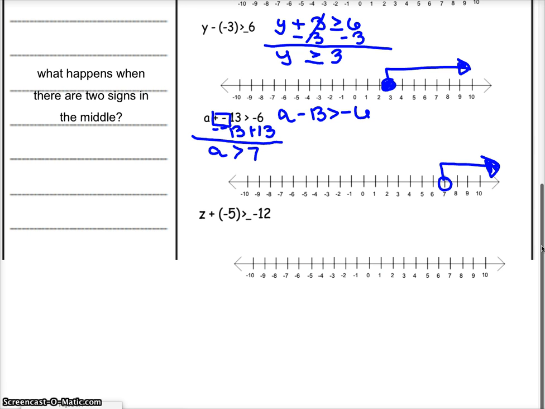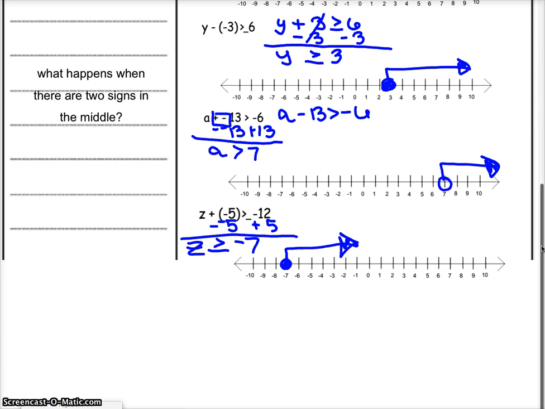Okay, z plus a -5 is bigger than or equal to -12. Minus a -5 to move it, which is really adding 5. More negatives. A circle at -7, colored in, going to the right.